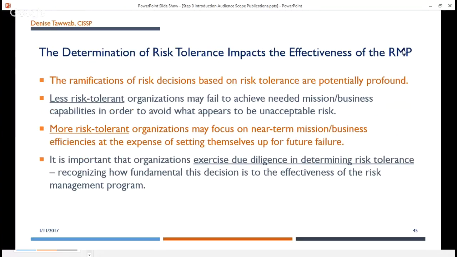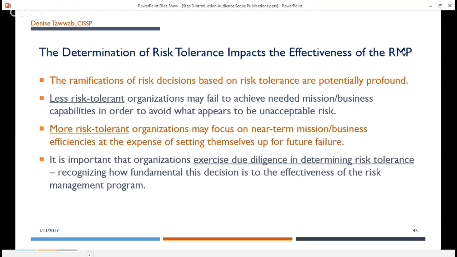The determination of risk tolerance is going to impact the effectiveness of the risk management process. The ramifications of risk decisions based on risk tolerance are potentially profound and really impact how money is allocated. Less risk tolerant organizations may fail to achieve needed business capabilities in order to avoid what appears to be unacceptable risk.